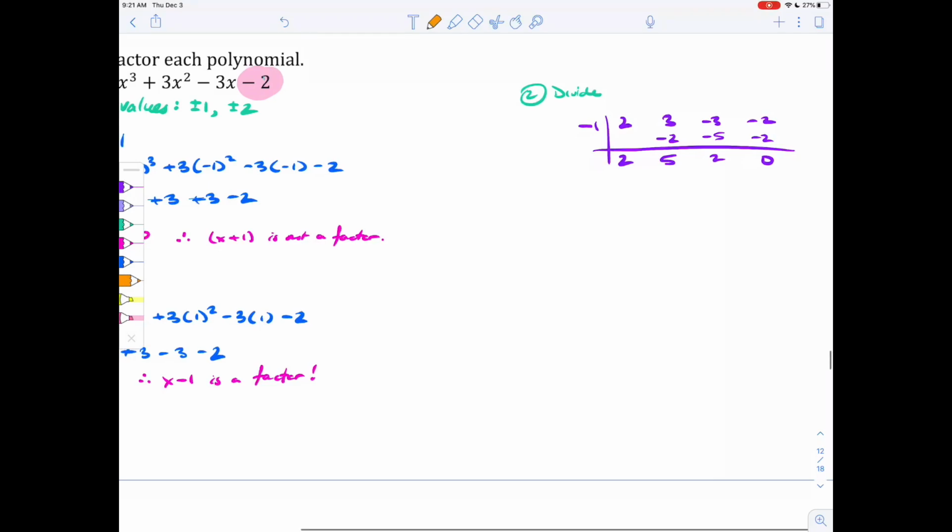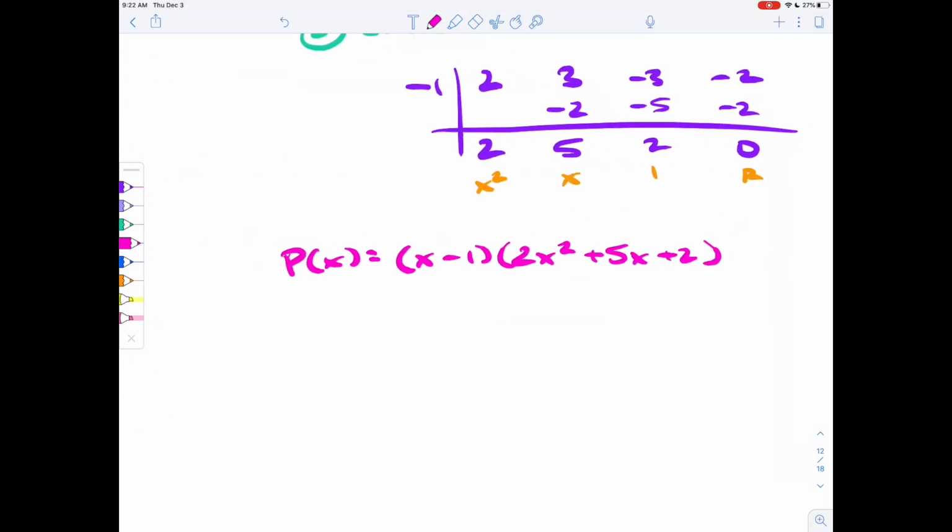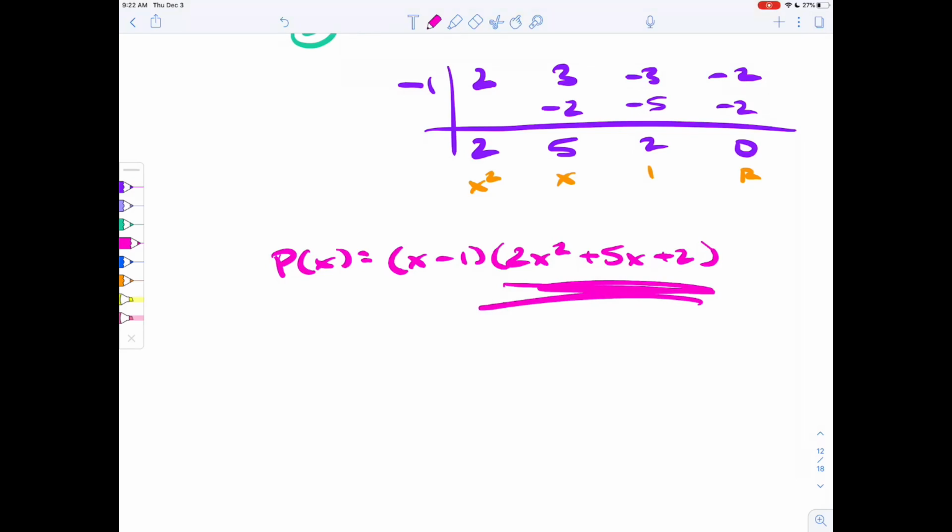And as we again note that that's remainder, that here's our constants, our linear terms, and our quadratic terms, we can say then that P of x, our original polynomial, is also the same thing as x minus 1 times 2x squared plus 5x plus 2, where this piece is coming from our quotient here. Note that we got a 0 remainder.